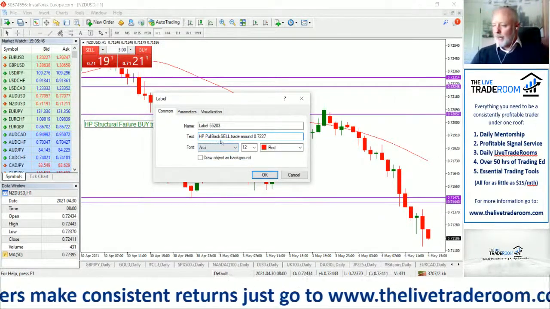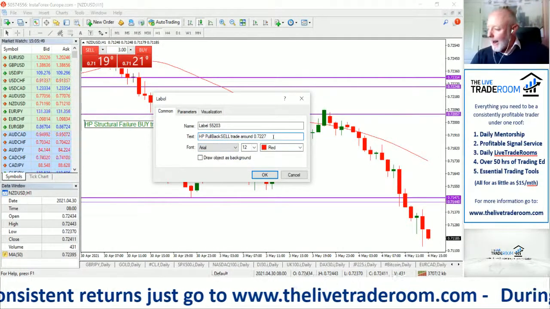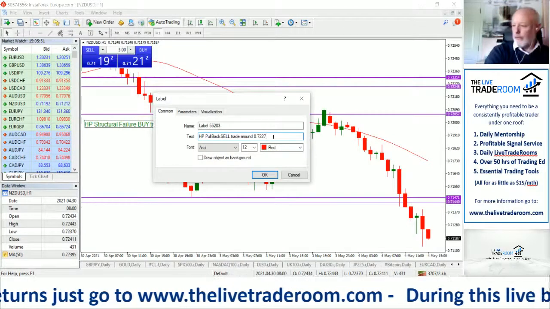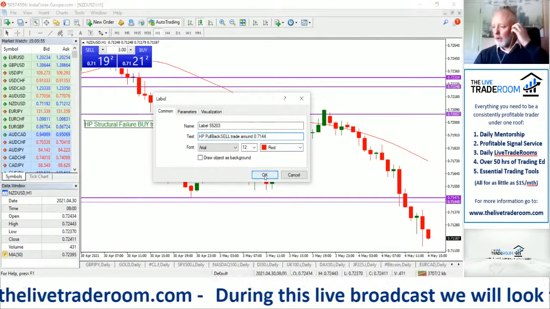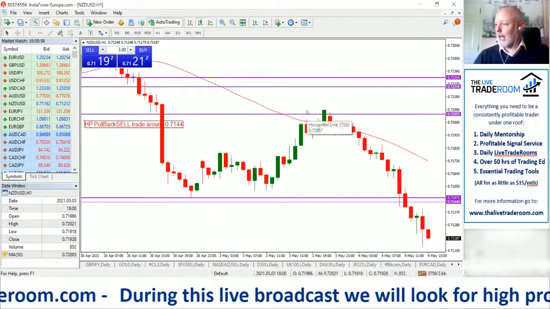So it's a high probability pullback sell trade around the 71.44, and it's red because we're looking to sell this market.